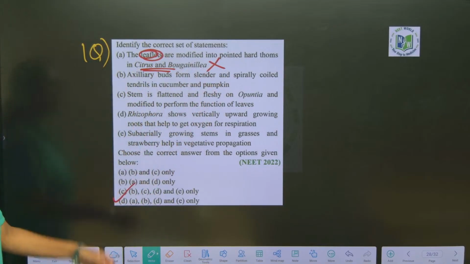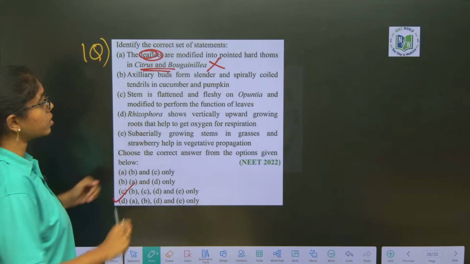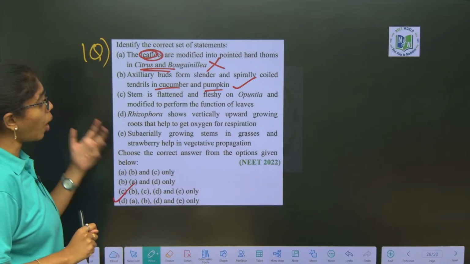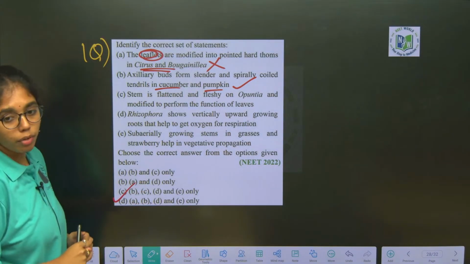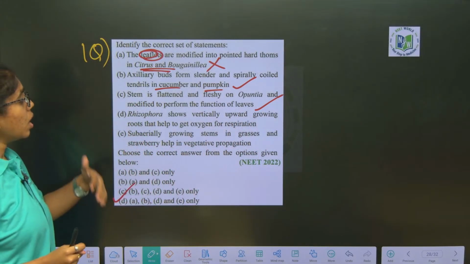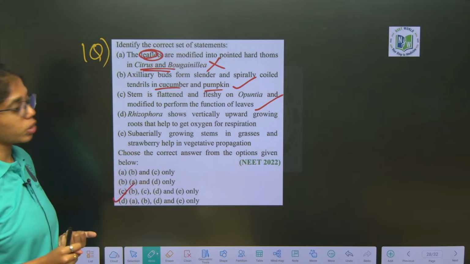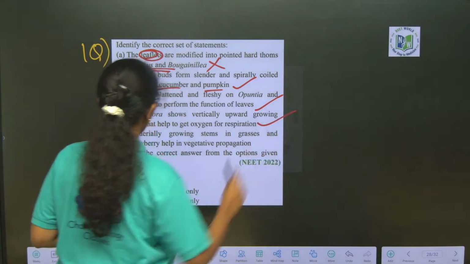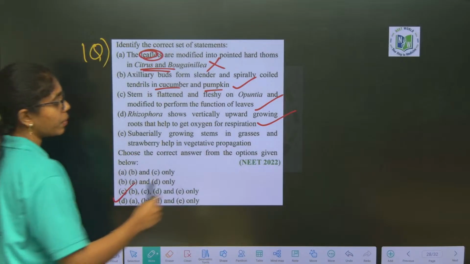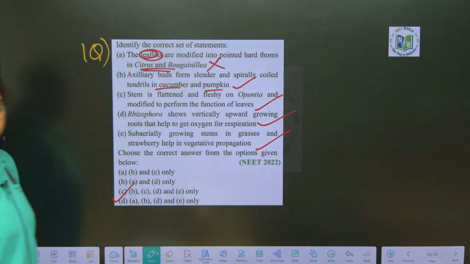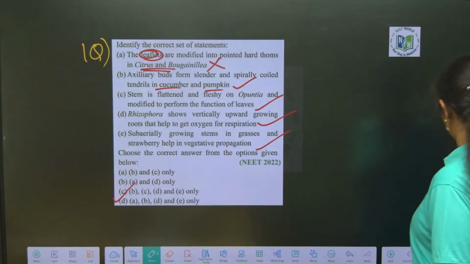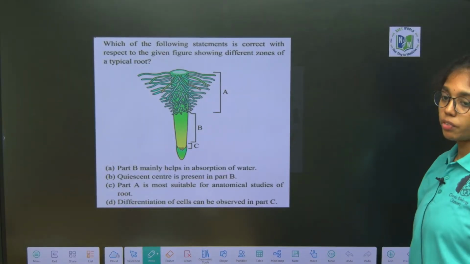Second is what? Axillary buds form slender and spirally coiled tendrils in cucumber and pumpkin. True. Next, stem is flattened and fleshy in Opuntia and modified to perform functions of the leaves. True. And Rhizophora shows vertically upward growing roots that help to get oxygen for respiration. And subaerially growing stems in grasses and strawberry help in vegetative propagation. Except A, all the other statements are true.